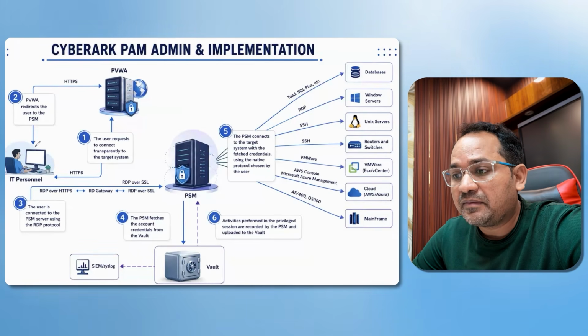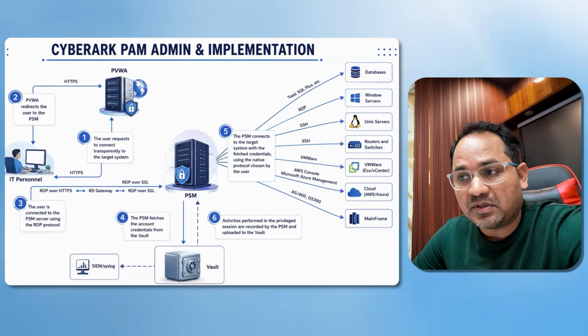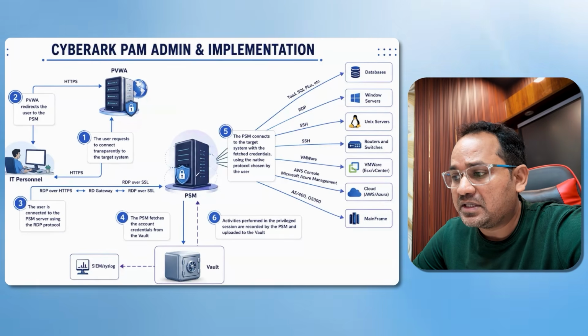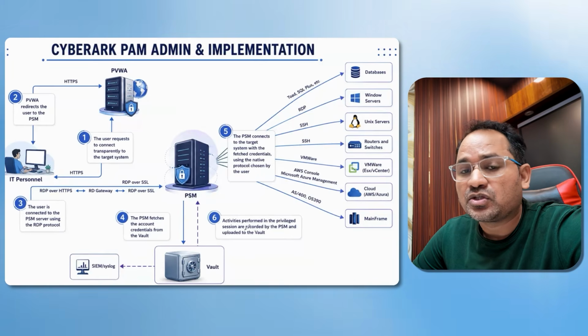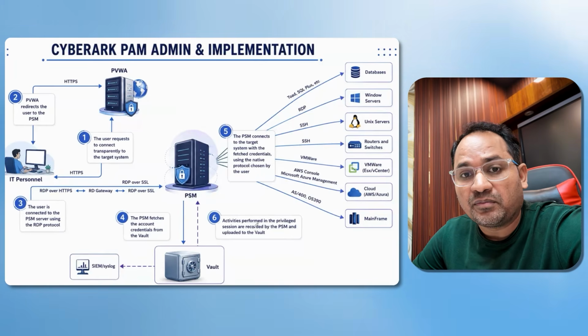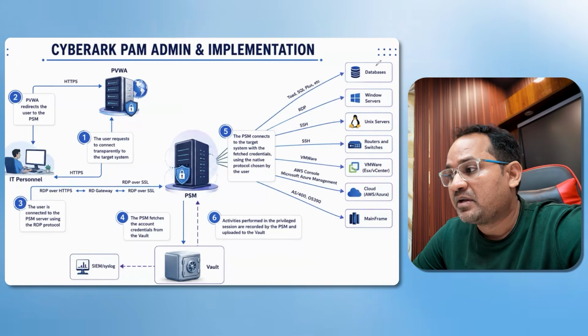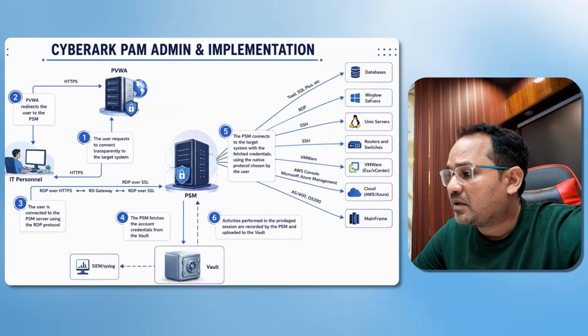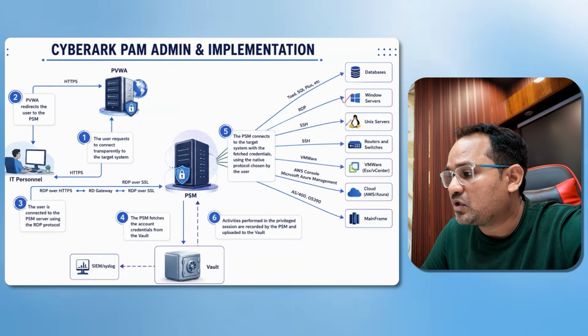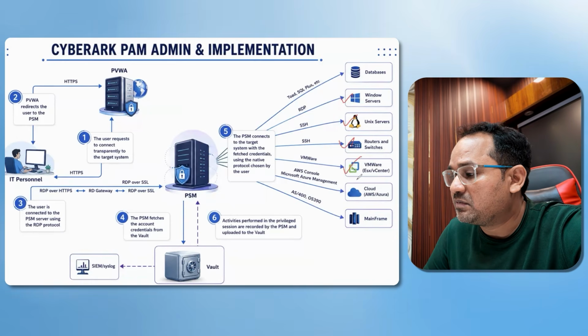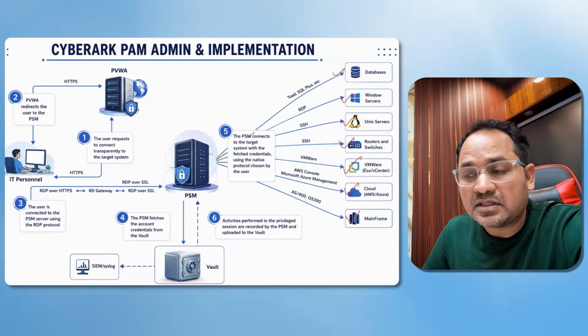So my personal computer makes a connection with the PVWA. The PVWA redirects to the PSM, and then to the vault, which checks your role, and based on that role they allow the connection with the desired servers. It might be a database, your Windows servers, Unix servers, routers, switches, VMware ESXi, or the cloud servers and mainframe. All of these happen in this way.